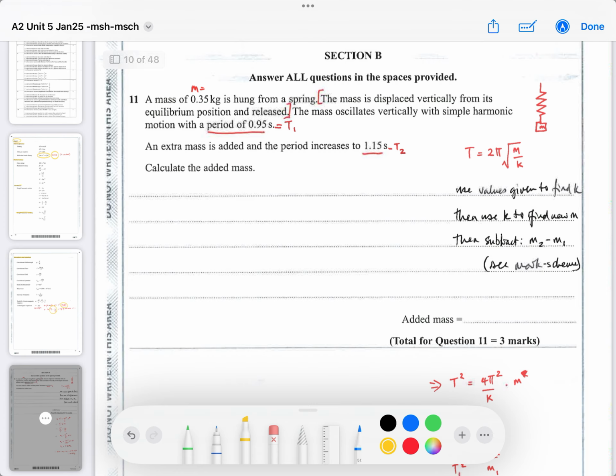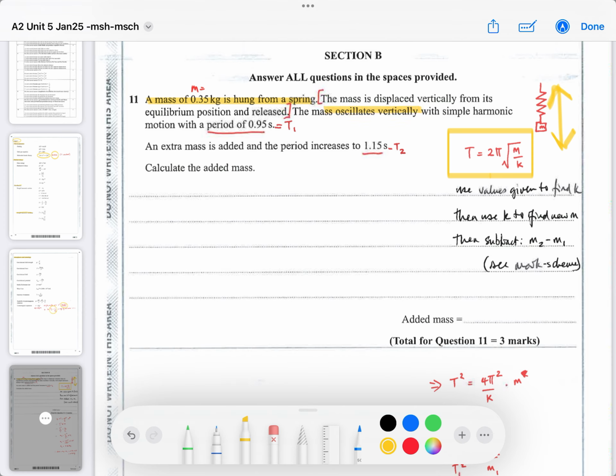And section B is very similar in both the linear and the International A-Level. So here they give you a mass of a spring, okay, it's displaced. So the equation for a spring mass system is T equals 2 pi root m over k. The mass is displaced vertically, so obviously you're going to set it into up and down vibrations. Okay, so it's going to go down, up, vibrations. Okay, so the mass oscillates vertically with simple harmonic motion.